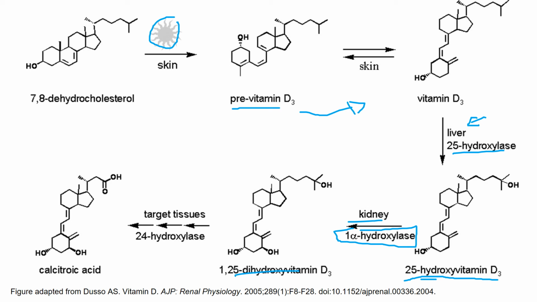And then after exerting its actions, we have the enzyme 24-hydroxylase. This enzyme inactivates the active form of the vitamin, calcitriol, and converts it into calcitroic acid.